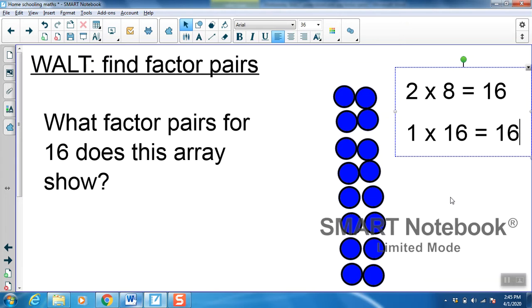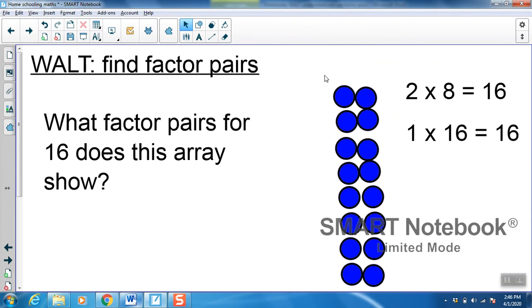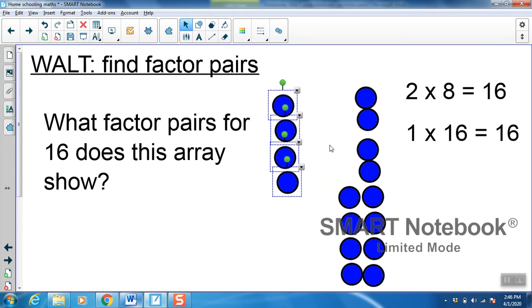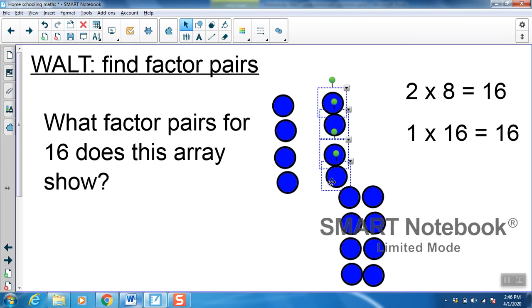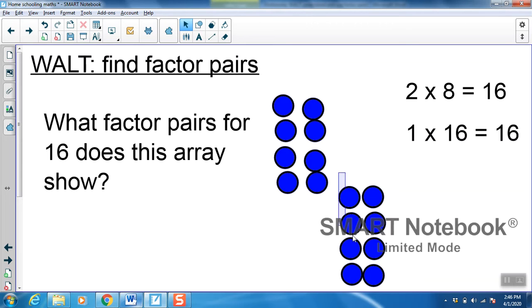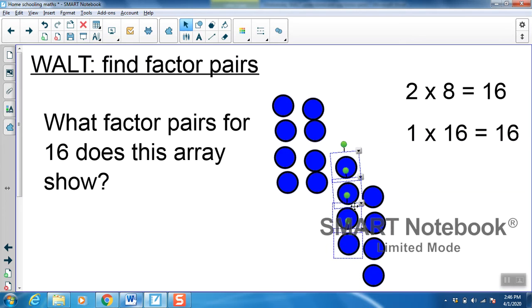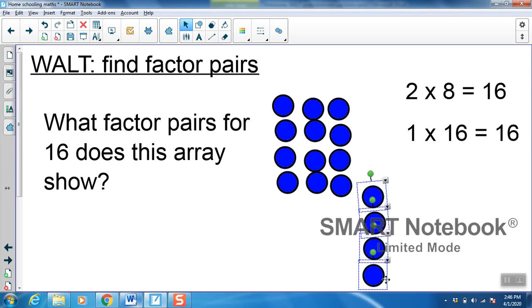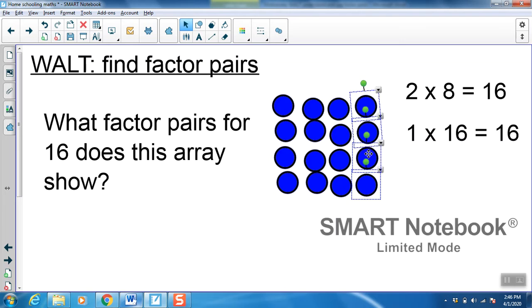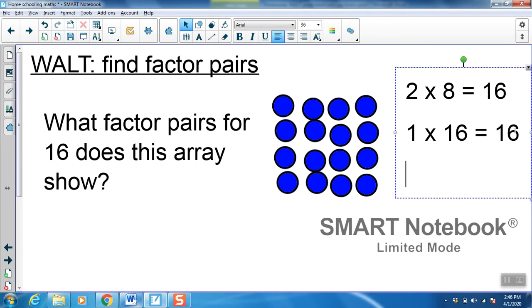Good. So how many lots of 4 is that? Let's just check. So I'll get 4 of these, 1, 2, 3, 4. Oh, let's not rotate them, let's move them. Okay, and I'll get another 4. Excellent. Another 4. And lastly, another 4. So now I've got a new array, which is 1, 2, 3, 4 by 1, 2, 3, 4. So my final factor pair for 16 is 4 times 4. 4 multiplied by 4, and that is 16.